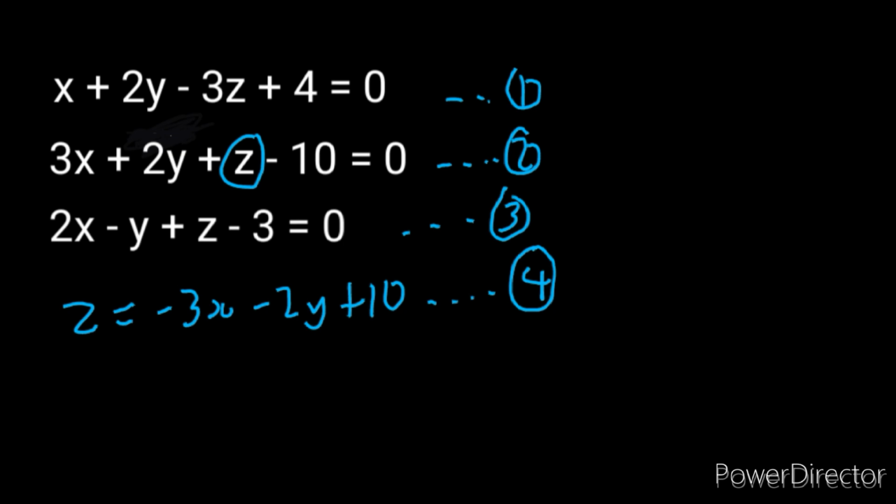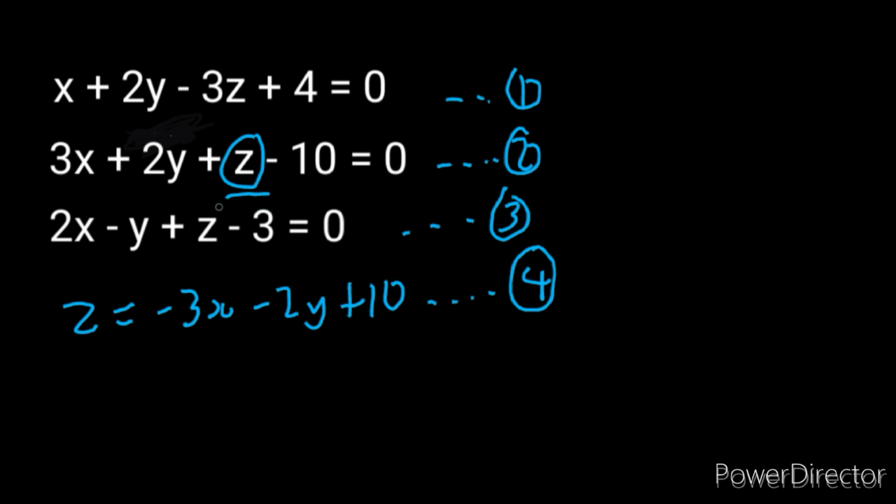So the simple thing is, after you have made one variable the subject of the formula, you have to substitute it into the other equations that you did not manipulate. Once you do that, it will go back to solving for x and y, so it will become easier. So let me demonstrate it.